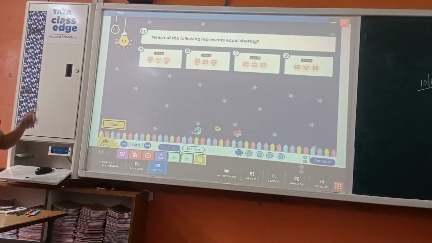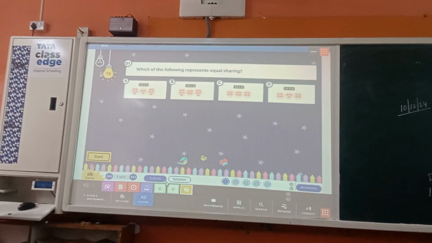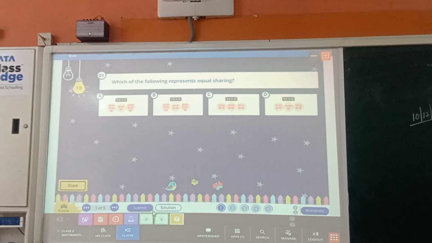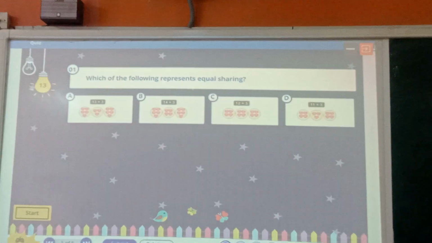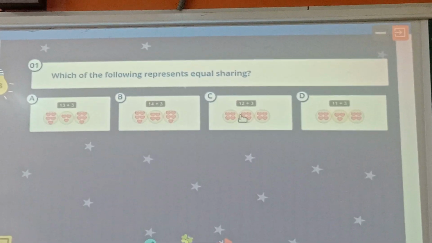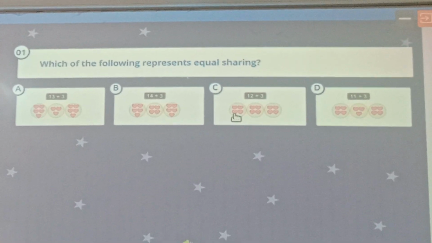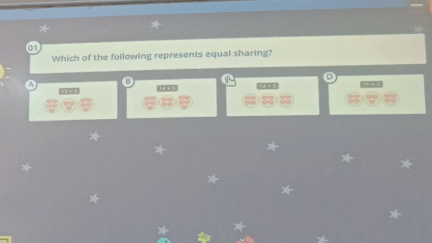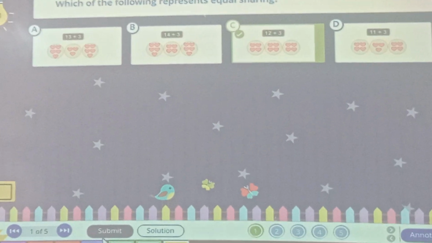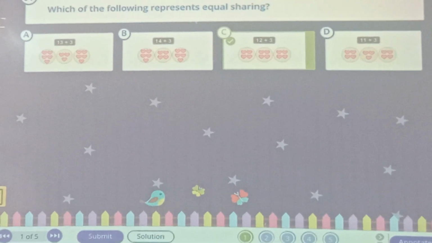Yes, equal sharing. By seeing the picture, can you see where equal sharing is done? See, everybody in the class, is it correct? Is she right? See, because here each plate has got 4 halves, right? So this is the correct option. Let's see whether she is right or not. Yes, she is correct. Very nice, Rovika. Thank you.